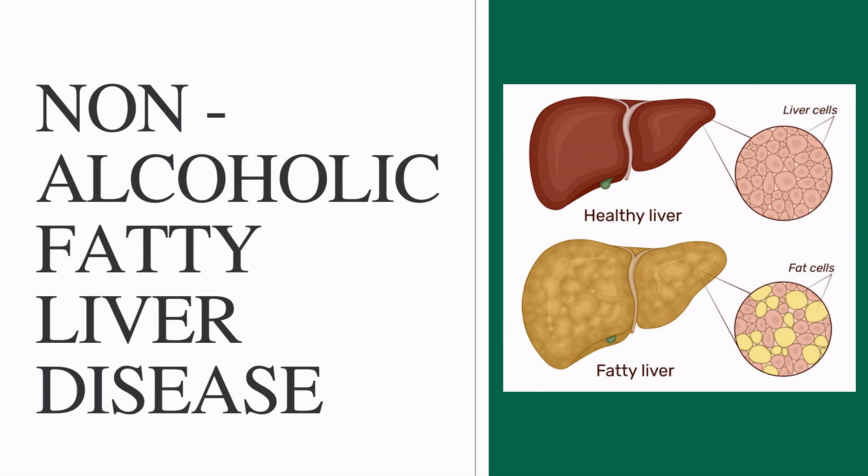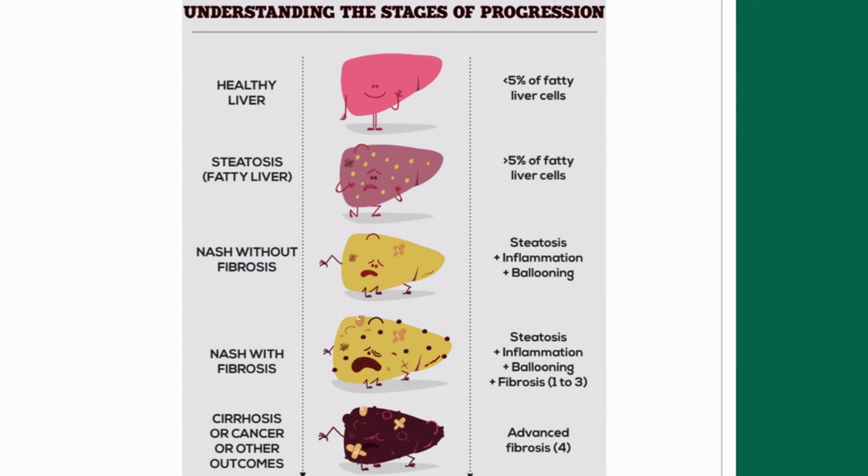The first stage is simple fatty liver, which is also known as steatosis. Now in this, there is a healthy amount of distribution of fat and deposits of fat in the liver. This can usually be identified through our blood tests and liver function tests or from ultrasounds. This is very much reversible.